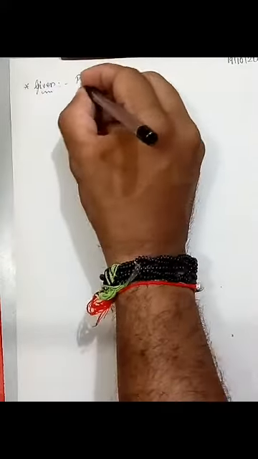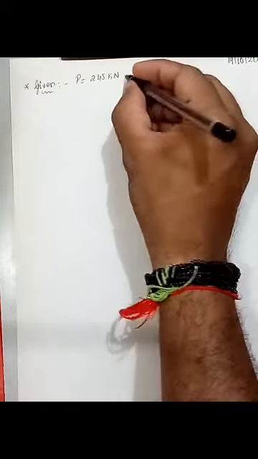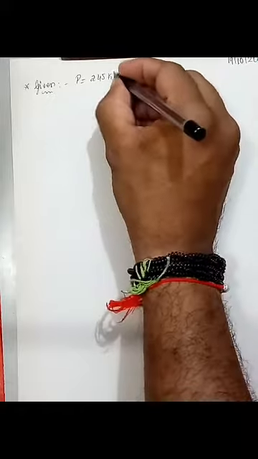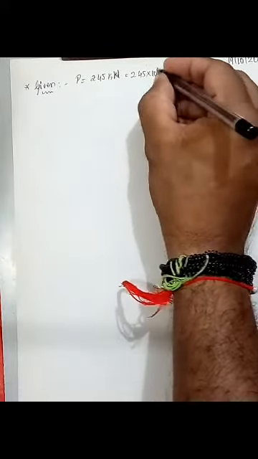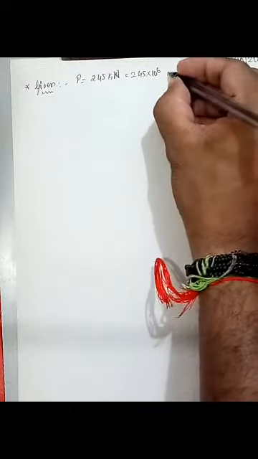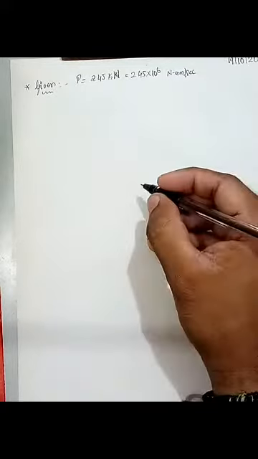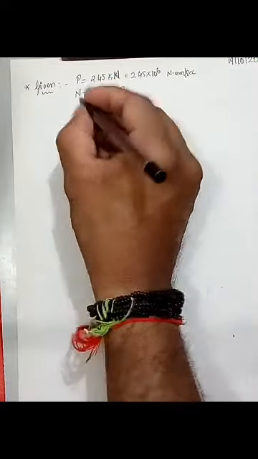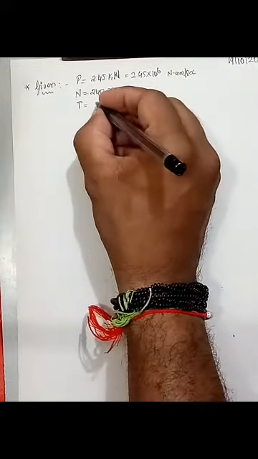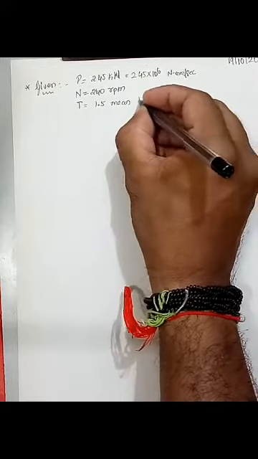Given: power P is 245 kilowatt. In terms of Newton, that is 245 into 10 to the power of 6 Newton mm per second. N equals 240 rpm. T maximum equals 1.5 times the mean torque. That statement you can use in this manner.